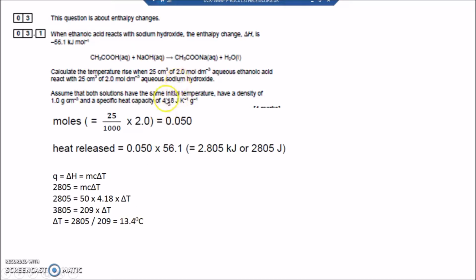Everything here seems to be to 3 significant figures, 4.18 is 3 significant figures. I'm going to keep it as 3 significant figures, 13.4.